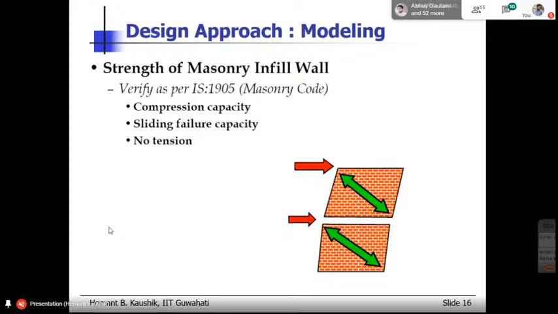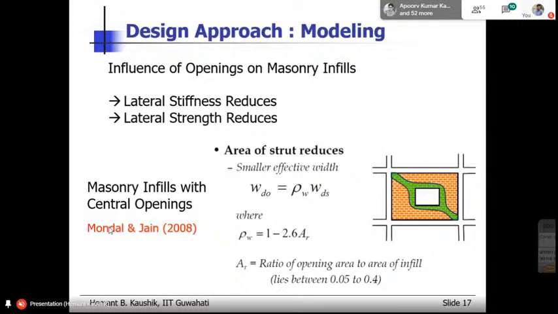But when we talk about the strength of an infill wall, we have to specify what type of failure we are talking about. For example, this is the compression capacity of the wall, or this is the sliding failure capacity of the wall, or this is the tensile strength of the wall. So many failure patterns are considered. But we assume that there is no tension in the wall, as long as we are considering linear static analysis, linear analysis.